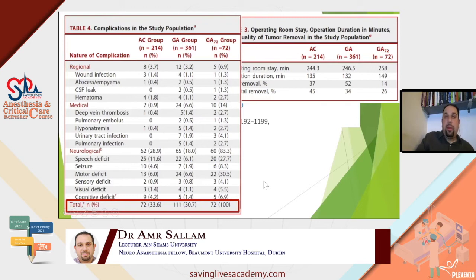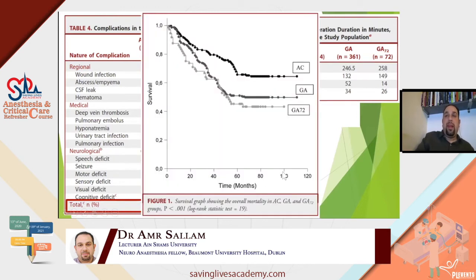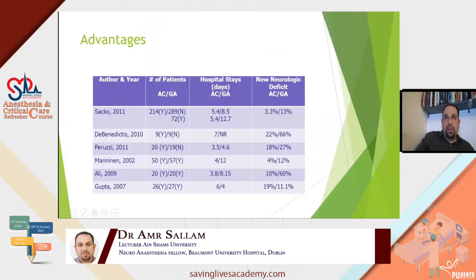So awake craniotomy provides us the most important thing, which is the survival graph itself, showing the mortality rate, which is far less in the awake craniotomy, especially compared with the GA patients. Yes, we can talk about that a lot, but I collected most of the data from other studies all through the world, comparing the awake craniotomy and GA groups, and all of them show the same thing. There is even a difference between awake craniotomy in an indicated patient compared with a patient who underwent GA.